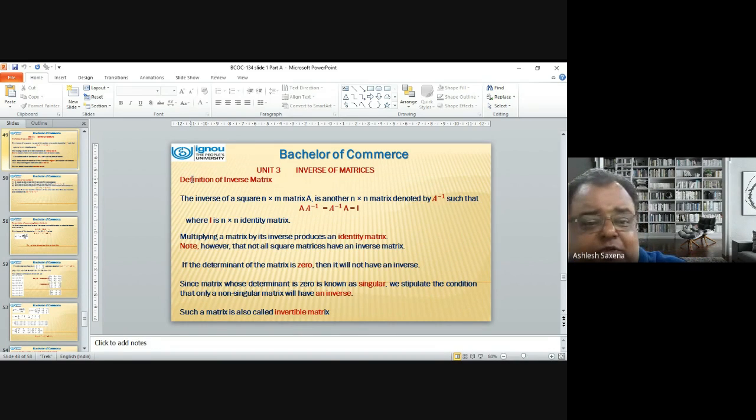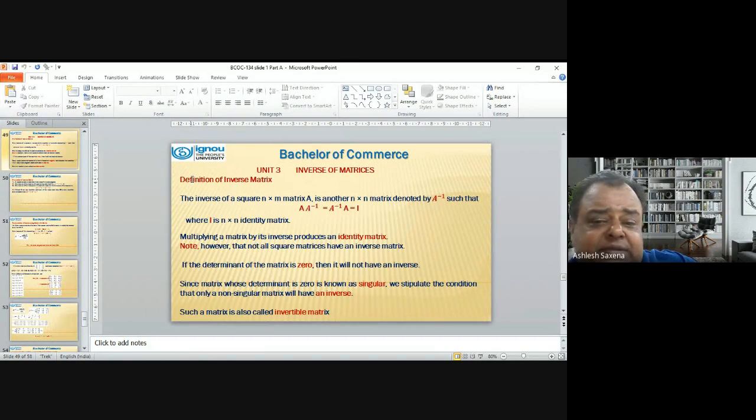Now we move to unit 3, that is inverse of matrix. Again, this matrix inverse will be used in solving these equations by another method. The inverse of a square matrix, an n cross n matrix, is another n cross n matrix denoted by A minus 1, what we write as A inverse, such that A into A inverse is equal to A inverse into A is equal to identity.